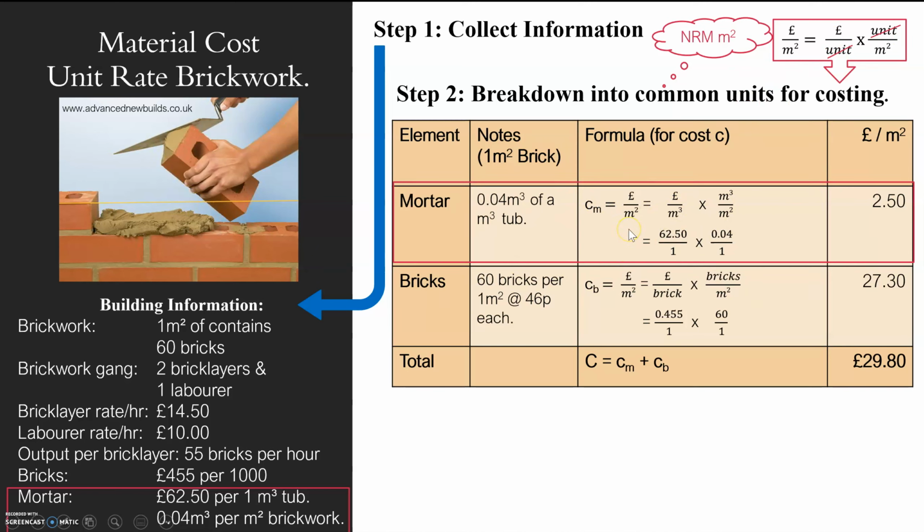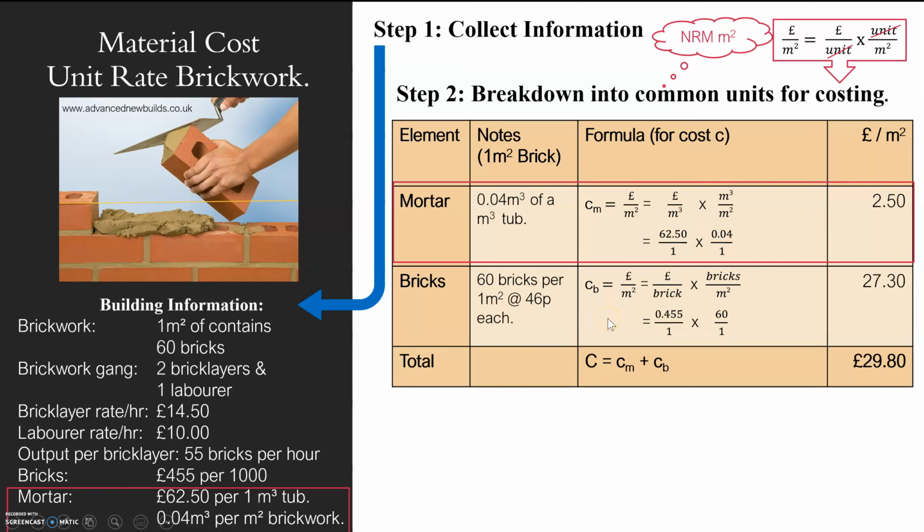So for mortar, I do know it cost me £62.50 for a metre cubed tub, right? And I also know that 0.04 metre cubed gives me 1 metre square brickwork. So my common unit is therefore metres cubed, because I can then put £62.50 over metre cubed, right? And I can say it's 0.04 metre cubed per metre squared. So because I know that information, I can just plug it into that equation and there we go, done.